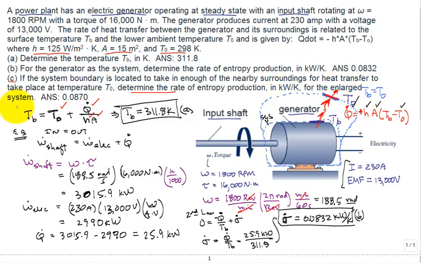Well, the only thing that's changed is this temperature right here. That temperature isn't 311.8. It's 298 Kelvin. And so when you rerun, you find that sigma dot is going to be a little larger, 0.0870 kilowatts per Kelvin.